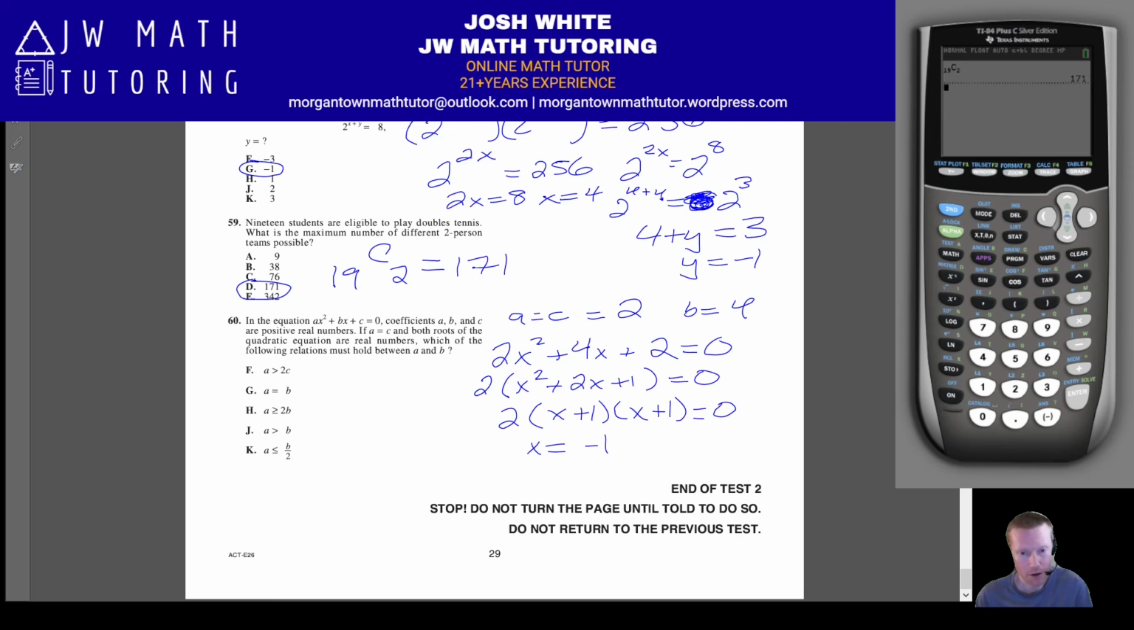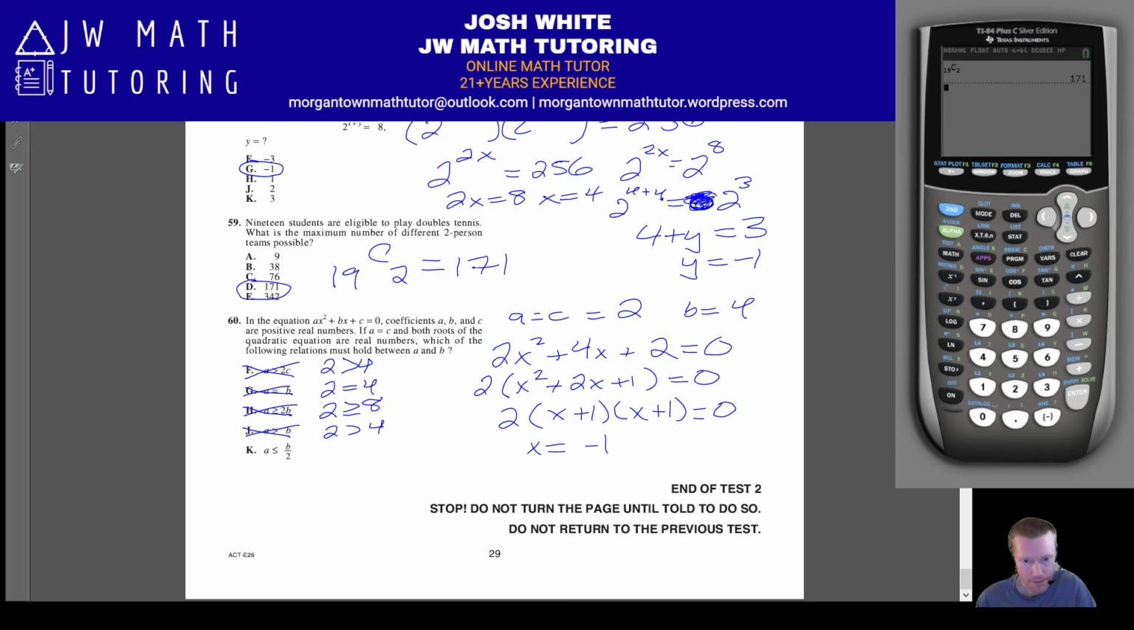So now let's go through and compare all the answer choices and see which one, and hopefully it's only one, is true. For F, a is greater than 2c. So a is 2, 2 times c is 4. Is a greater than 2c? No, eliminate it. Letter G, a equals b. Does 2 equal 4? No, it does not, eliminate it. H, a greater than or equal to 2b. Is 2 greater than or equal to 2 times 4, which is 8? No, eliminate it. J, a is greater than b. Is 2 greater than 4? No, eliminate it.